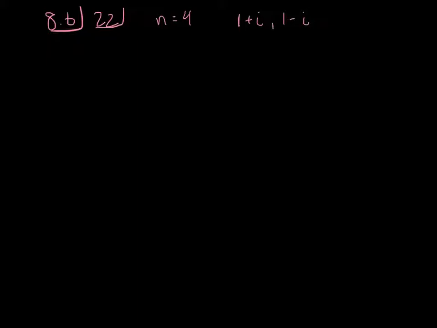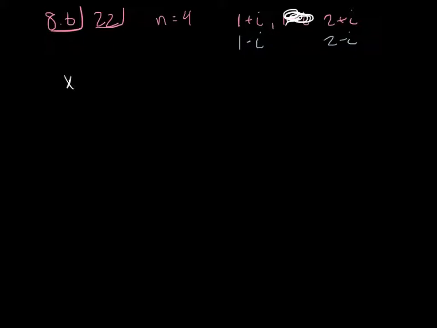Okay, well, that means I have 1 minus i. Oh, sorry, not 1. Those are wrong. That's not right. I misread. It's 1 plus i and 2 plus i. Okay, so that means those are also roots. So I have my 4 roots.